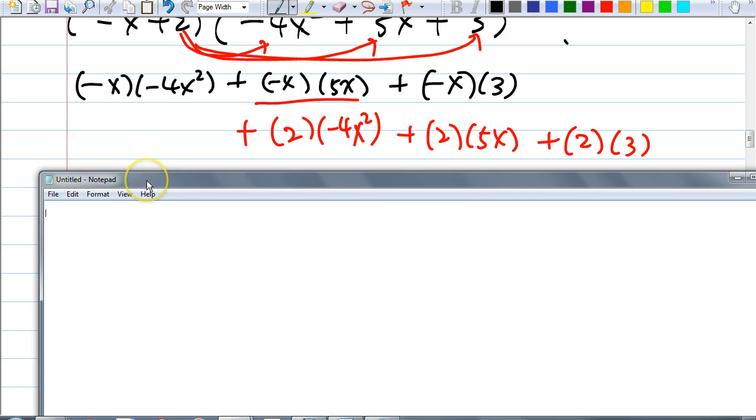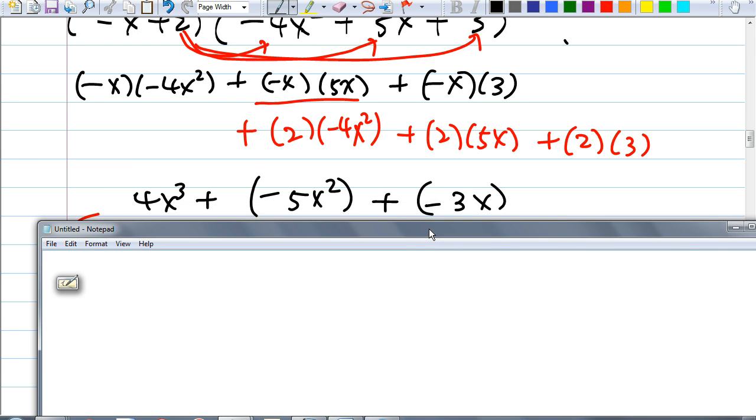How many of you got this for the first term? You got 4x cubed plus negative 5x squared plus negative 3x. Good. What do we get on the bottom now, underneath? Samara, what did you get?